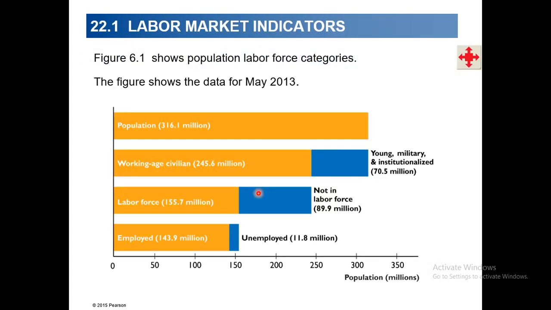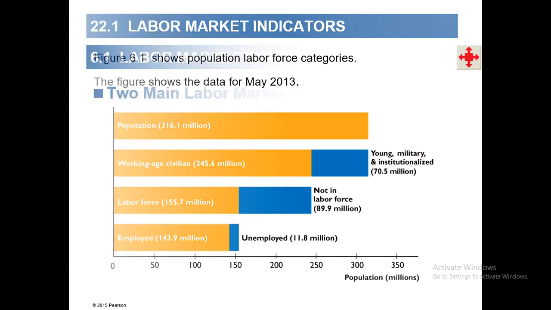So this figure shows the data for May 2013. This represents the working age population, this represents the labor force, and this is how many people are employed. So this is the 11.8 million out of the 143 million who are unemployed. Then these are the people that represent not in labor force, and these are the young, military, and institutionalized.